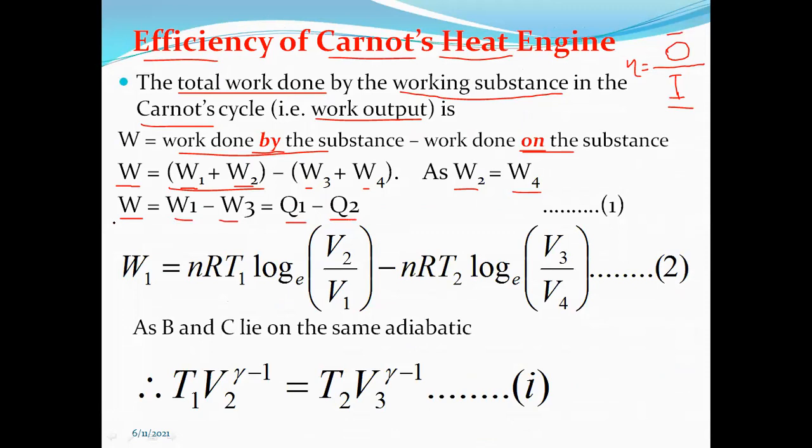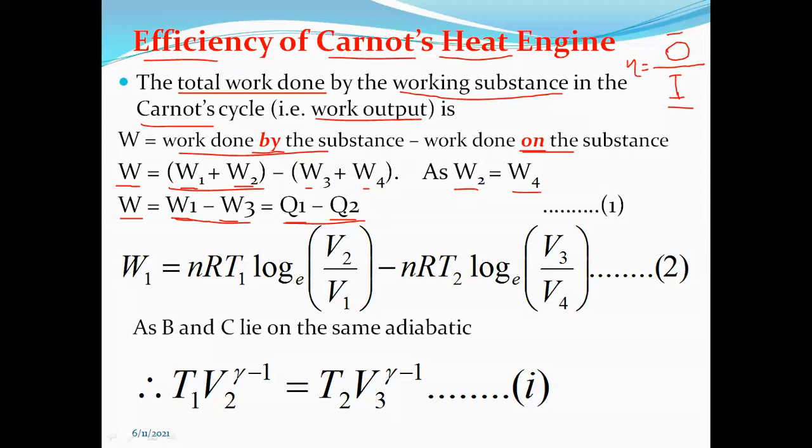So total work done can be obtained in terms of the difference of the isothermal expansion and compression of the working substance, or it can be obtained in terms of the difference of heat energy radiated by the source and heat energy absorbed by the sink. So this is the meaning of W1, W3 and Q1, Q2 respectively.